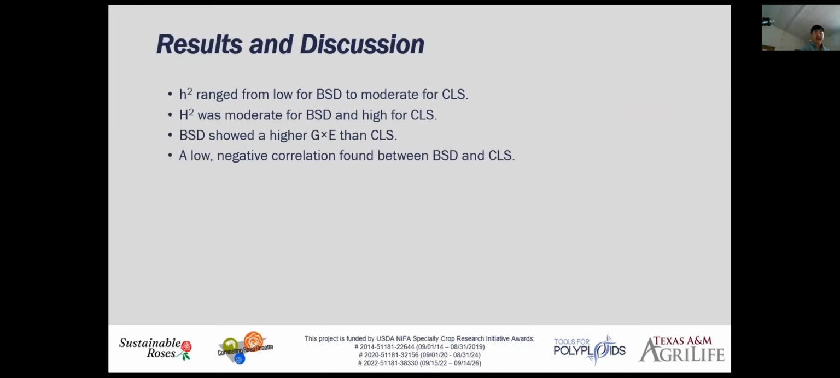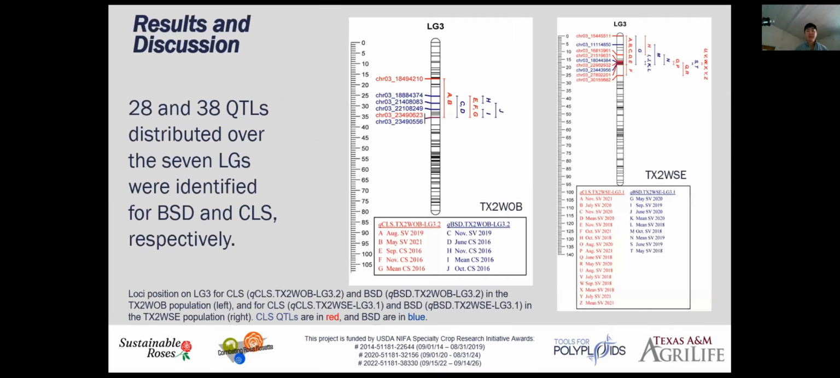Generally what she found is that the narrow sense heritability was low for black spot and moderate for Cercospora. The broad sense was moderate for black spot and high for Cercospora. Black spot showed a little higher G by E effect than Cercospora. And a low negative correlation was found between the two traits. It's important to note that, because we will see the same thing at the tetraploid level, similar to what Dr. Byrne said this morning.